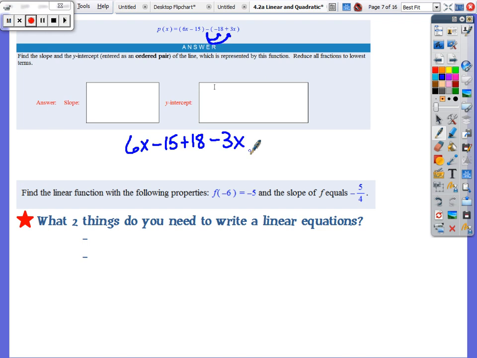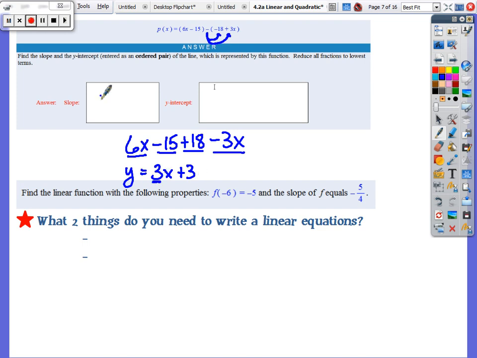We're not moving anything. All this is on the same side, so I'm not going to add 3x. That'd be like there's an equal sign here. What I do have is 6x minus 3x, which is 3x. Negative 15 plus 18 is a positive 3, and there we go. What's p of x the same as? Same as y. So there's our slope-intercept form, y equals mx plus b.